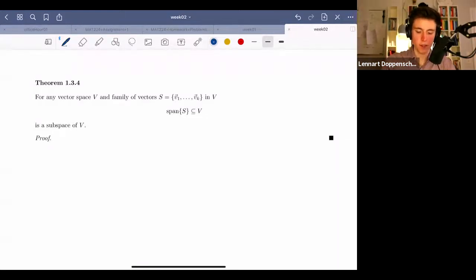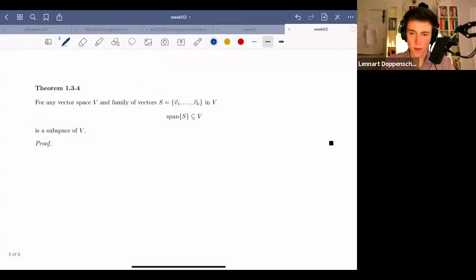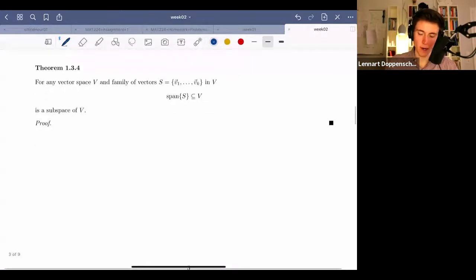What this theorem says, and it's very important, is that for any vector space, if we are given a family of vectors and we take their span, so far we only had this as a subset, a set of all linear combinations. But now this theorem says it's even more: it's a subspace. And this is a very important theorem because it's not obvious. How can we prove this?